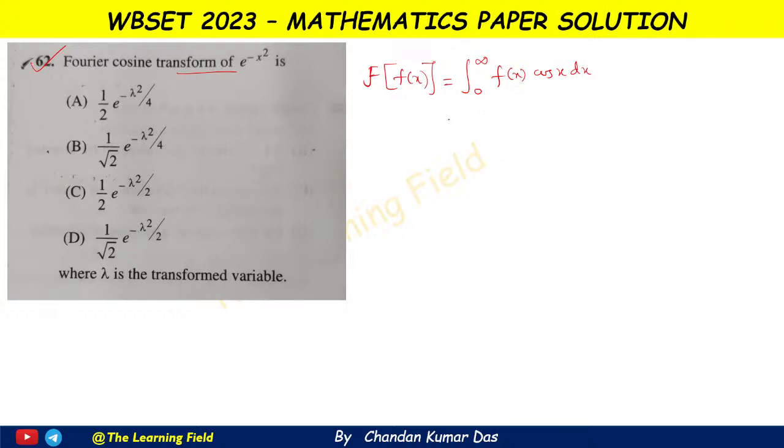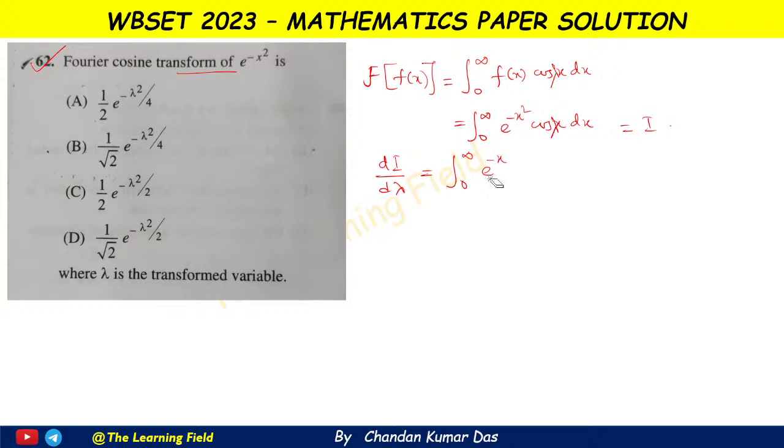Now we put the value, so this is equal to integration 0 to infinity e to the power minus x square into cos lambda x dx, where lambda is the transform variable. Let this integration equal I. Now we differentiate this with respect to lambda, so dI by d lambda equals integration 0 to infinity e to the power minus x square, and inside this del by del lambda occurs.